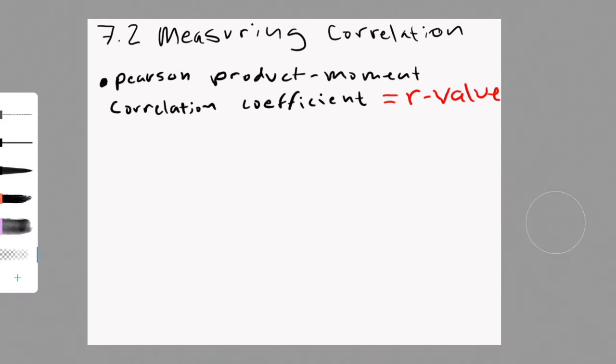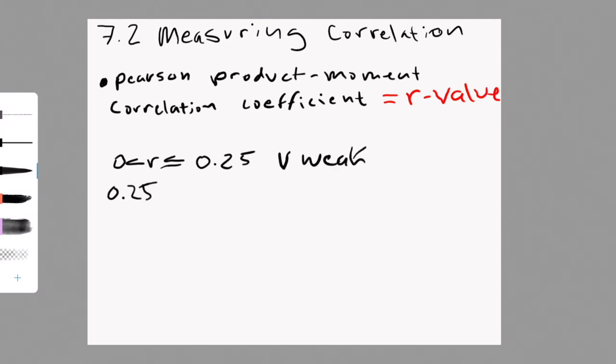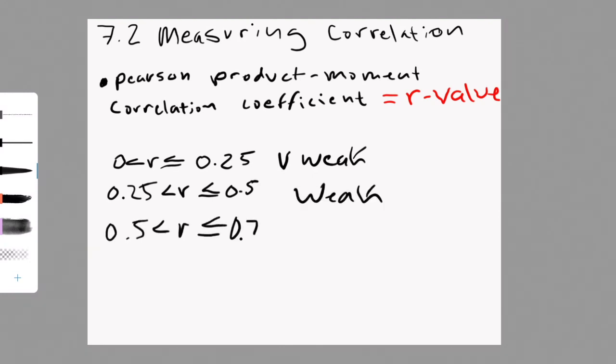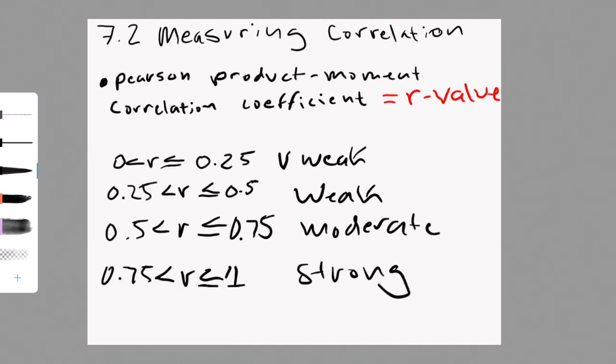What is important is that depending on what number you get, it would correlate to weak, moderate, or strong. If your number is between 0 and 0.25, you have a very weak correlation. If your R value is from 0.25 to 0.5, it is weak. From 0.5 to 0.75, it is moderate. From 0.75 to 1, it is very strong.